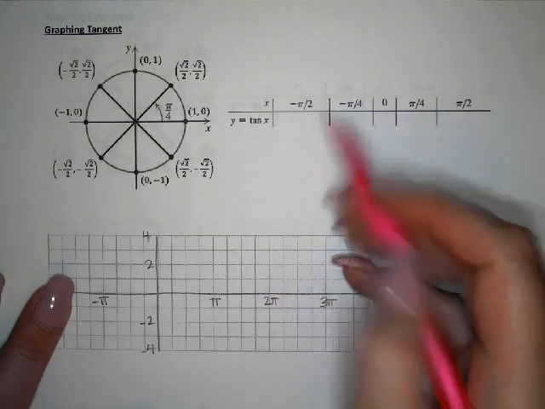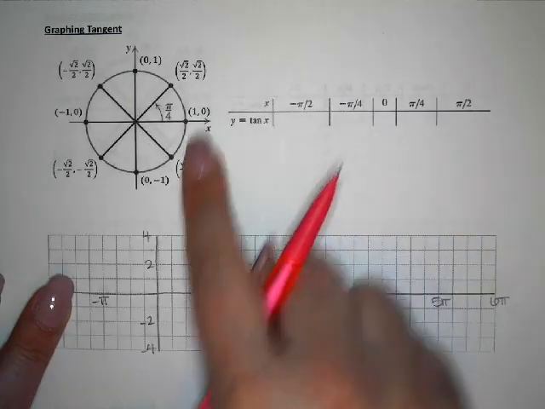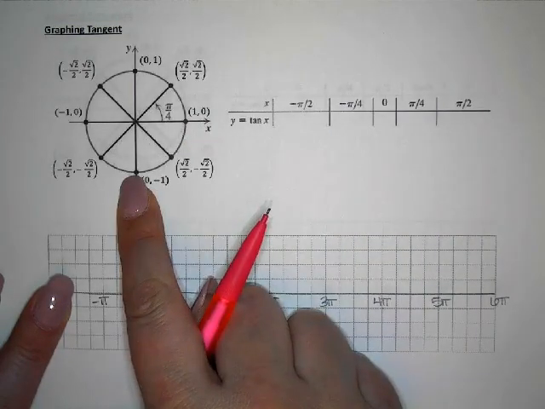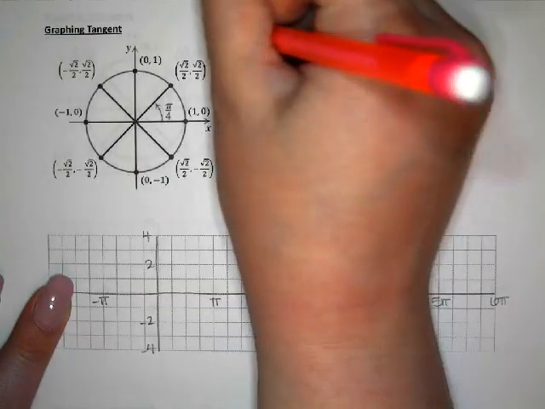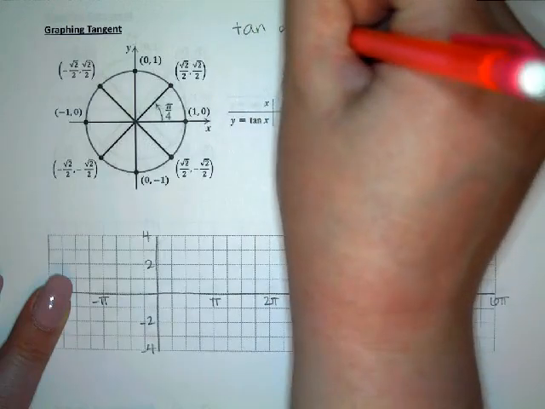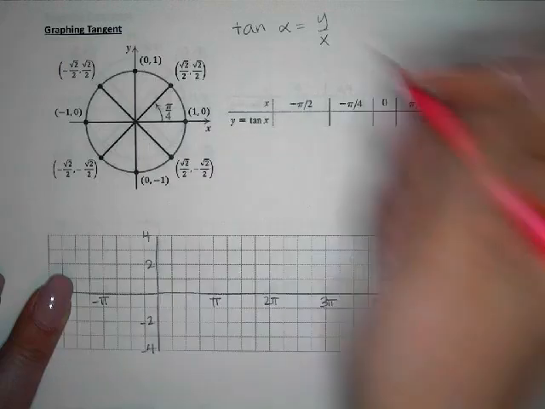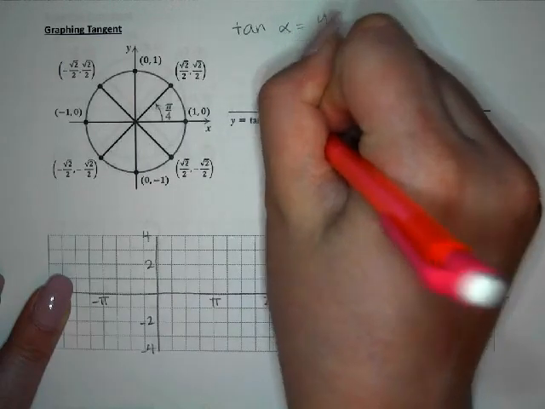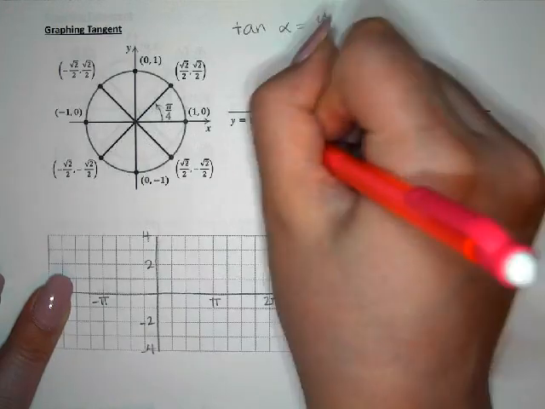So first, let's look at tangent of negative pi halves. So negative pi halves is down here. Tangent of negative pi halves is the y coordinate divided by the x coordinate. We know that tan of the angle is y divided by x. So y over x is negative 1 divided by 0, and that is undefined. So we're starting off strong with a vertical asymptote. Vertical asymptote, an imaginary line that is not going to be crossed.